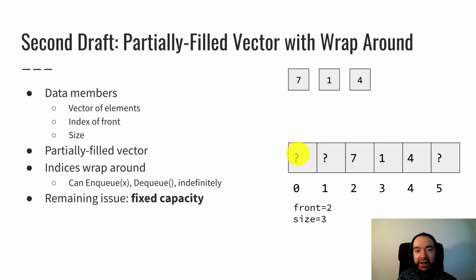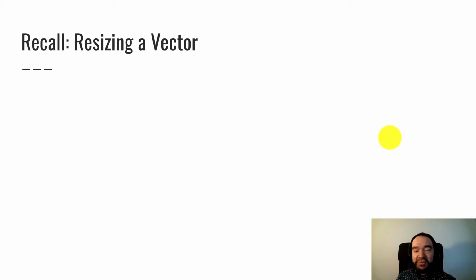But there's still one problem with this draft of the vector-based queue, which is that it has a fixed capacity. If I have a 6-element vector, then I can never store more than 6 elements in my queue. And that's a pretty big limitation. We want to make it so that we can store any number of elements in our queue. So what we're going to do is reuse an idea we covered earlier, which is the resizing idea.